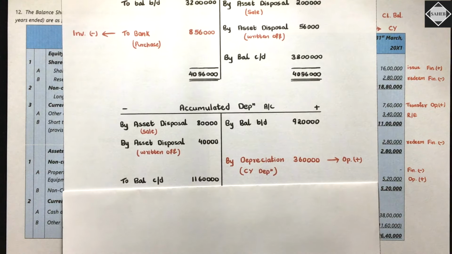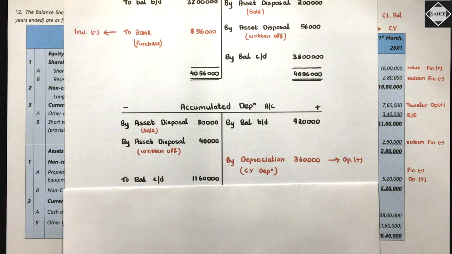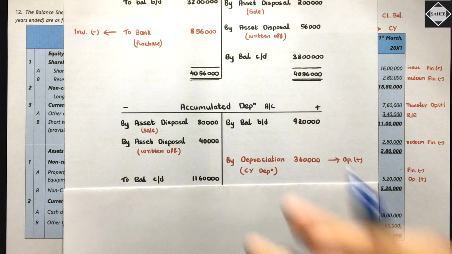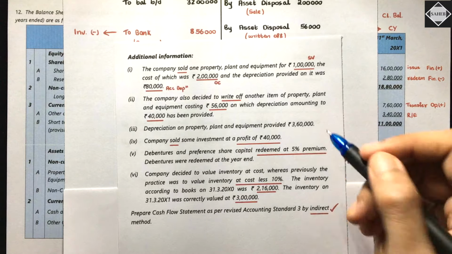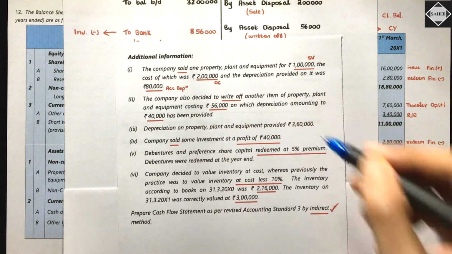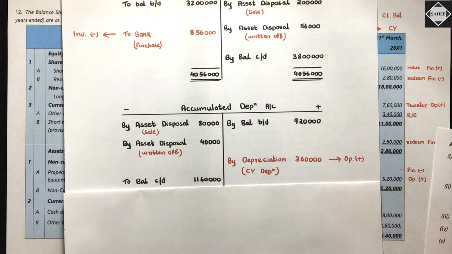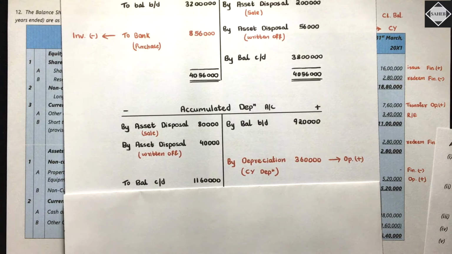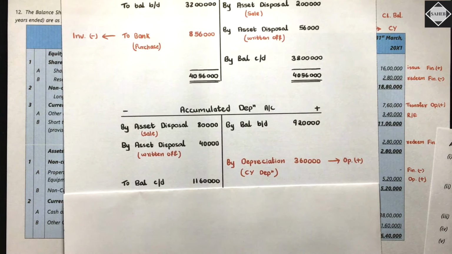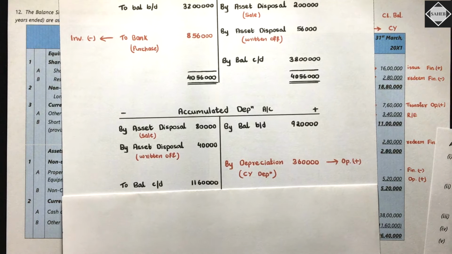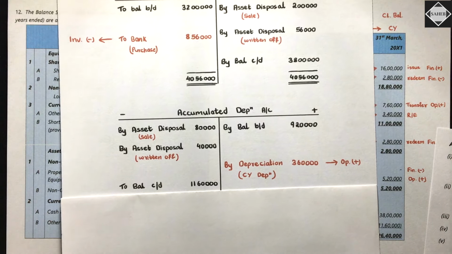Now what do we do in the accumulated depreciation account? Why do we open this? We open this to calculate current year depreciation. But in this question, current year depreciation is already given over here. See here, already given 3,60,000. So we can take that over here. Actually, the main objective is to find out this thing only, but it's given. So actually we don't have to prepare this, but still we are preparing it to get the whole clarity.